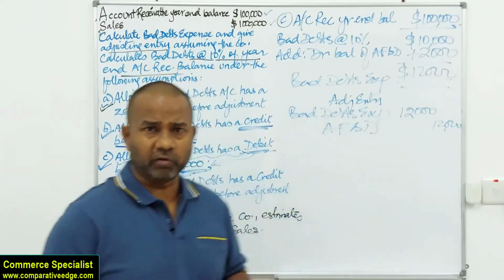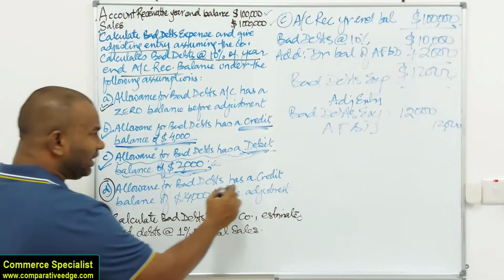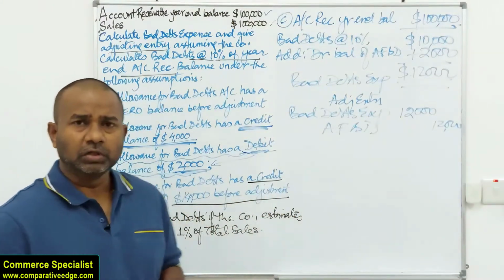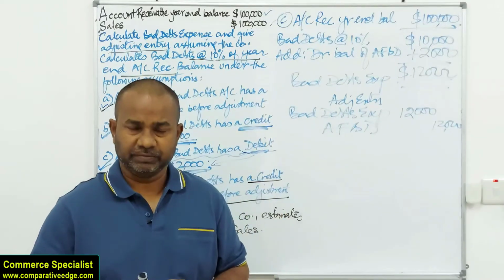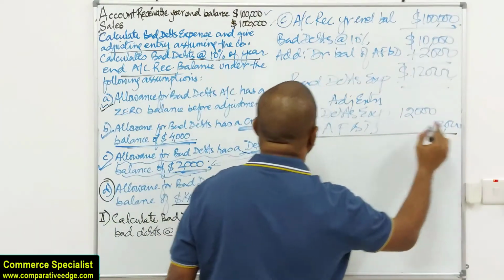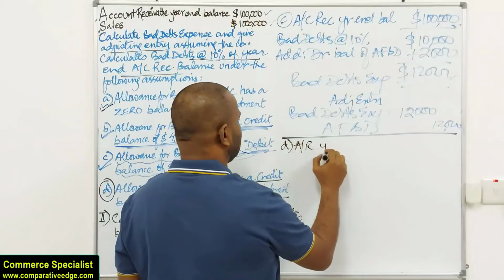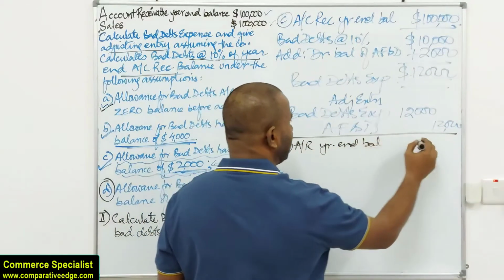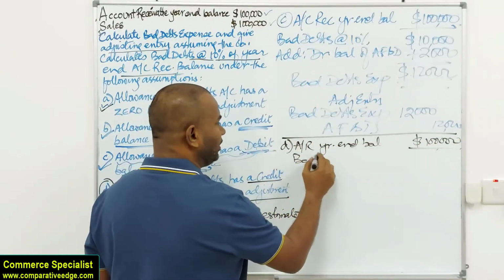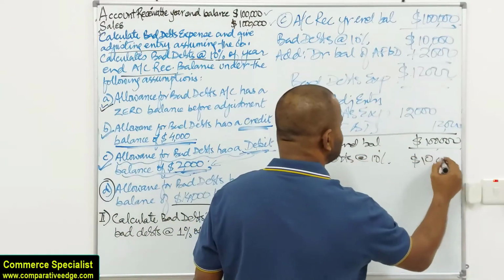Now assumption D is very interesting. If you look at assumption D, it says bad debts has a credit balance of 14,000 before adjustment. So what are we going to do? Same steps. The initial steps are repetition, so I'm doing it a little quickly. For D, we write account receivable year-end balance. Same as the question, because the question is the same, assumptions are different. 100,000. Bad debts, the company policy is not changing. Bad debts are calculated at 10%. So 10% of this would be 10,000.